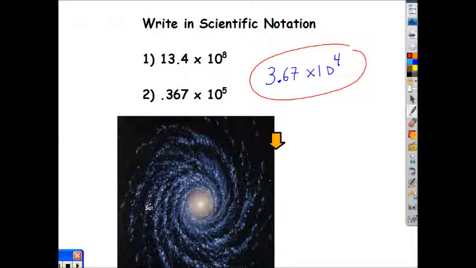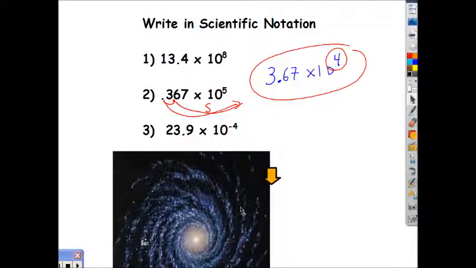3.67 times 10 to the 4th. I have to put my decimal here. Now keep in mind this actual number equals this decimal moved 5 places to the right. But I already moved the decimal to here in my new number. So I already moved it 1 of the 5 places. So I only have 4 more to go.